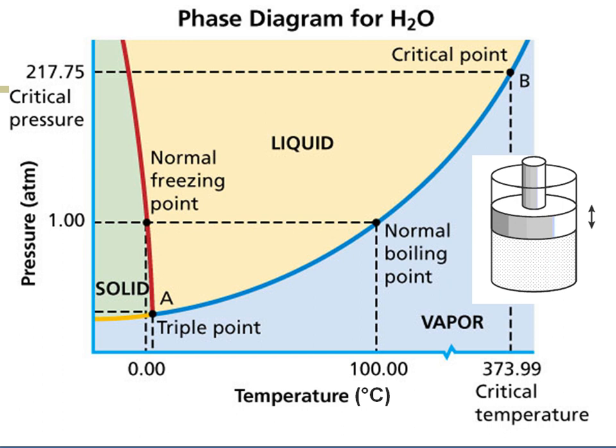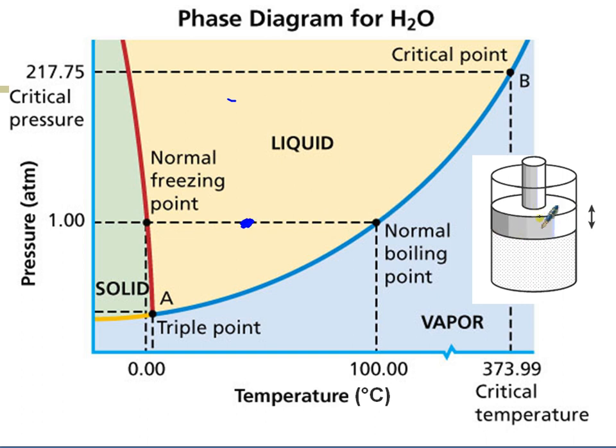Okay, we're going to just interpret a phase diagram and talk about some of the things we can draw from this phase diagram. So let's create a scenario where we're at 1 atm and 50 degrees Celsius. So let's say we're right there on the phase diagram.